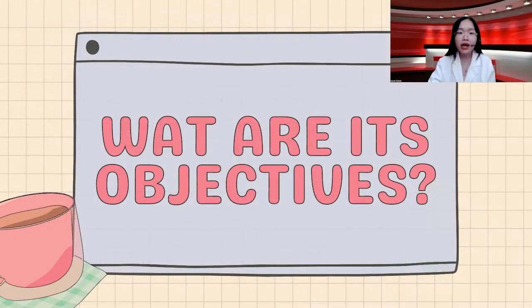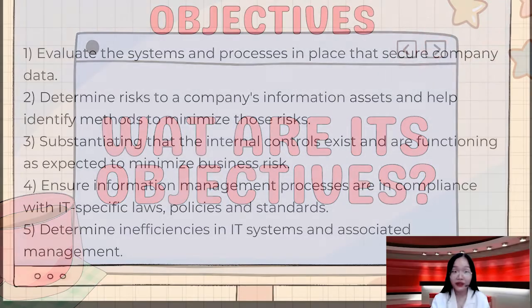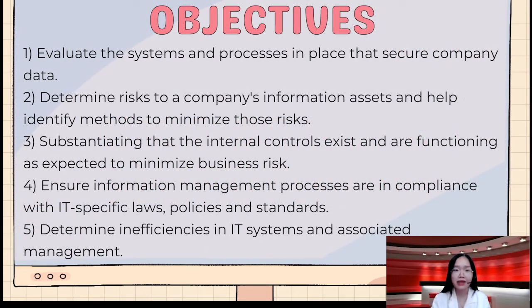That is why it also has some specific objectives. Here are the following 5 major goals of an IT audit. First, to examine the systems and procedures in place to protect the firm's information. Second, to determine the risks to a company's information assets and assist in the development of mitigation strategies.